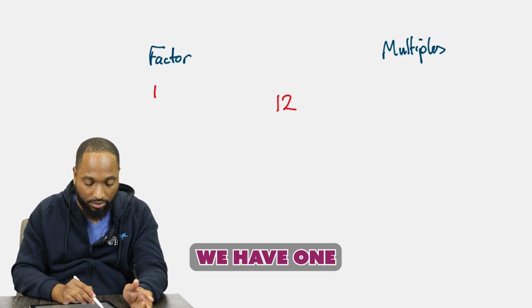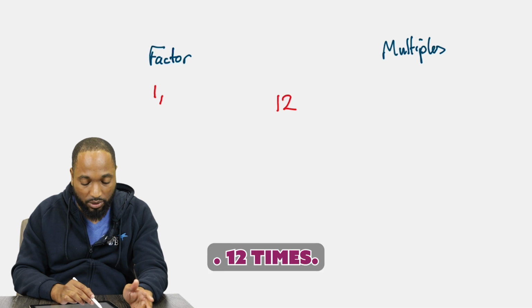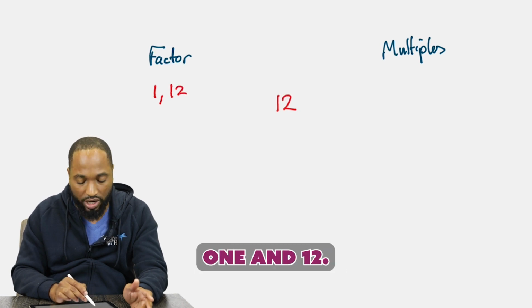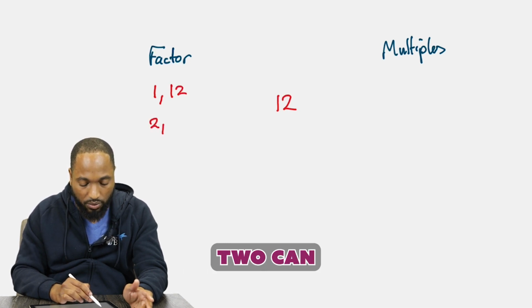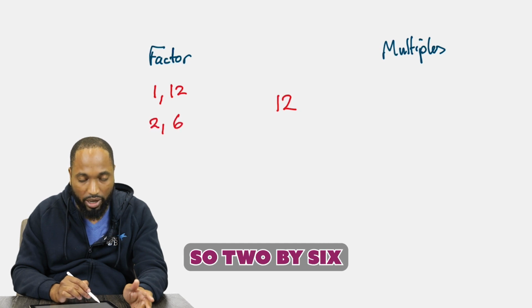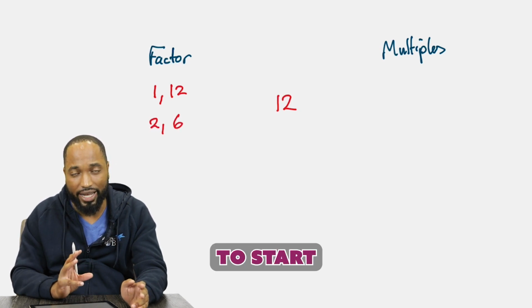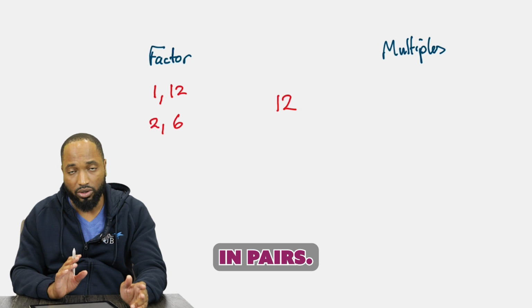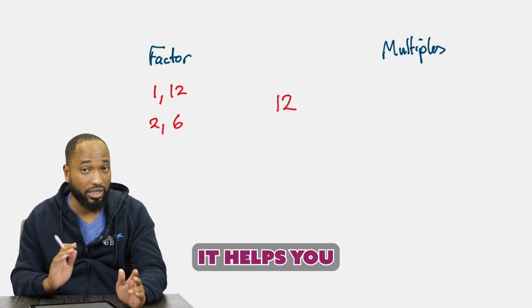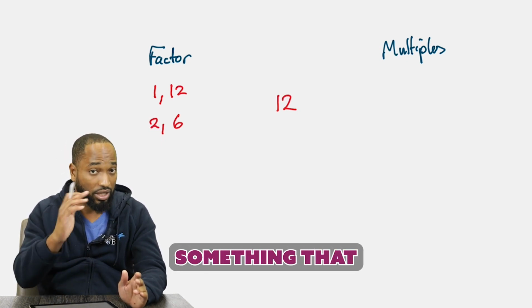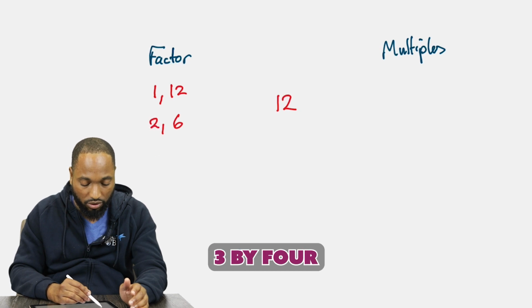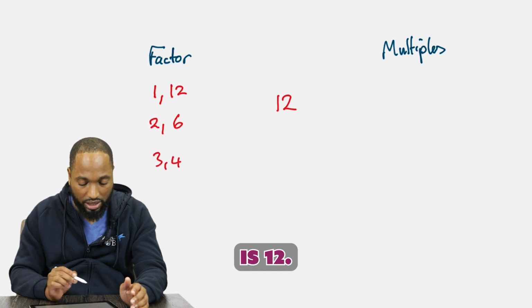We have 1. 1 can go into 12 how many times? 12 times. So I like to write them in pairs. 1 and 12. We have 2. 2 can go into 12 6 times, so 2 by 6. It's important in maths to start thinking of factors in pairs. You want to think of factors in pairs because it helps you to factorize, and that's something that you have to do later on. 3 by 4 is 12.